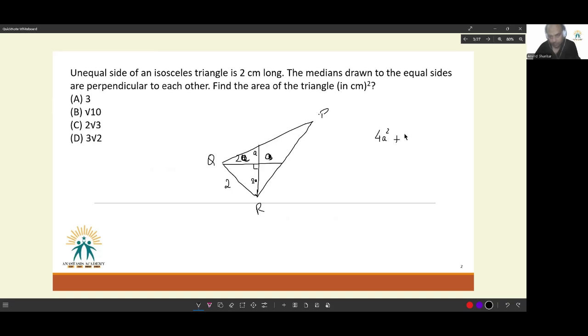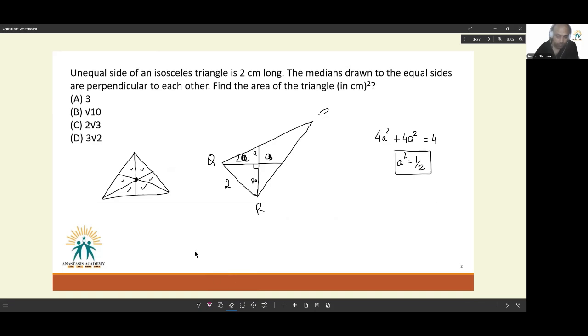4A square plus 4A square is equal to 4, or A square is equal to half. This much we can infer. Now, for any triangle, if I draw 3 medians, it gets divided into 6 triangles of equal area.